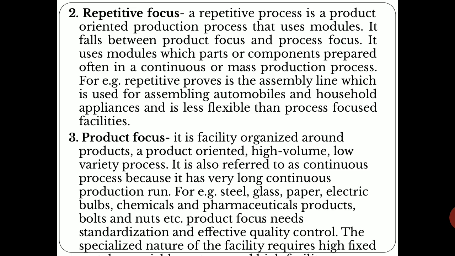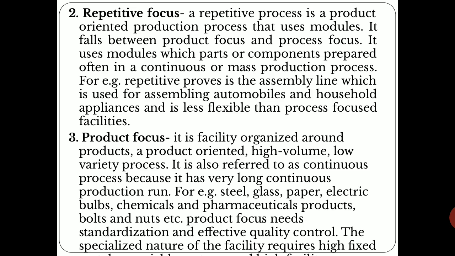Repetitive itself tells us that there is repetition of the work or of the activity. To understand repetitive, if you understand assembly lines, in assembly lines what happens is we assemble the subproducts, right? Whatever the subcomponents are there, we assemble them together to bring one single product, and that is what is known as repetitive focus, wherein similar types of products are brought in and compiled into a particular product. This is very common in the automobile industry or in manufacturing household appliances, and it is also much less flexible. Process focus is completely flexible, whereas repetitive focus is less flexible than the process focused facilities, right?